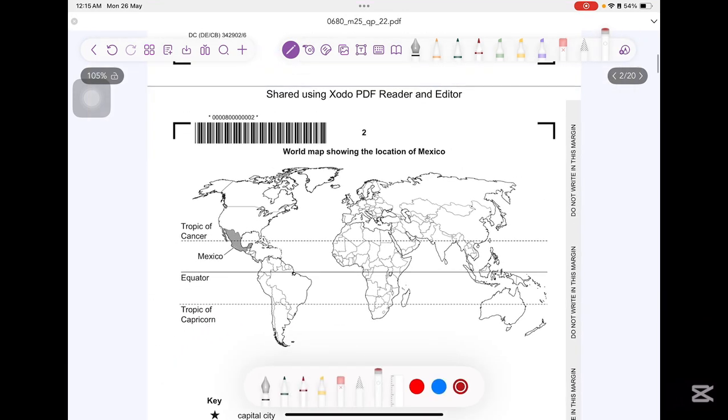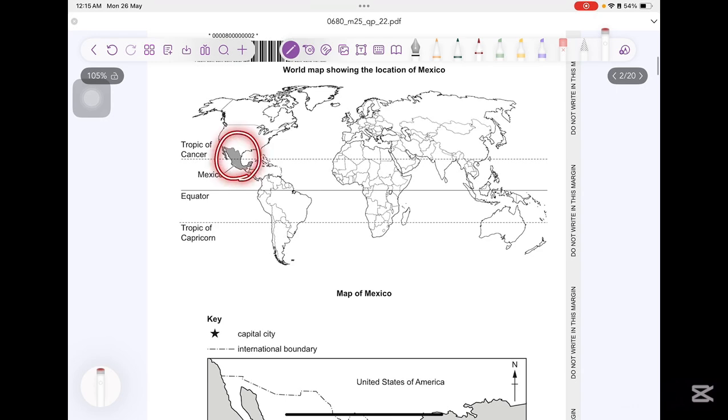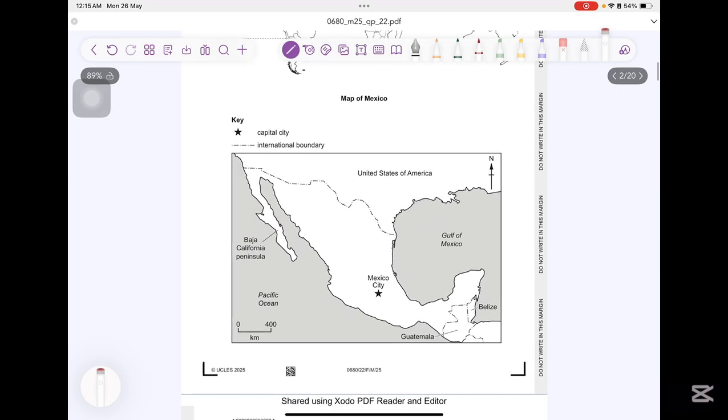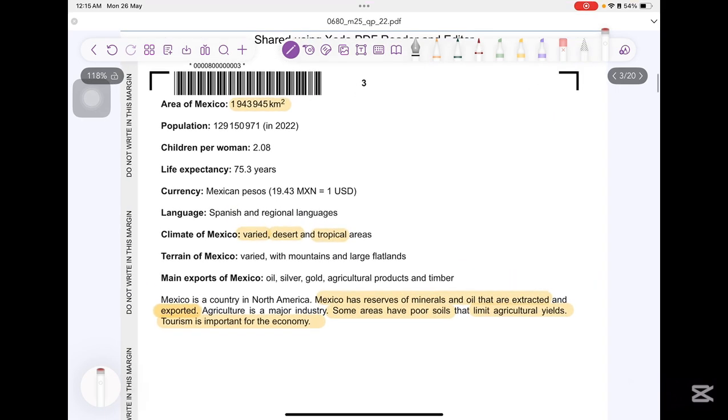Okay, starting off, it shows us the map of Mexico, its location. Then it shows us the map of Mexico. Okay, this second page is very, very important. You will use it in your questions, so don't forget about this, okay? Sometimes they can give you incomplete questions, but this is the rest of the question. It lies here in this page, okay?